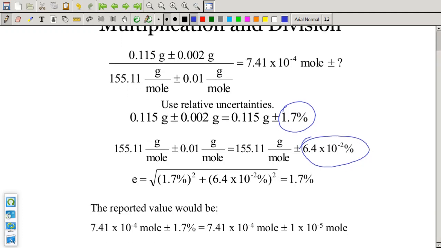I'm going to plug those relative errors into the same formula, the square root of the sum of the squares of the errors. And you see in this particular case, because the second relative error is so small, the end result is that the relative error I'm seeing hasn't changed. But then I have to go back and change that relative error into absolute error in my final calculation. So this takes a little bit more working. And so this is what I would report.